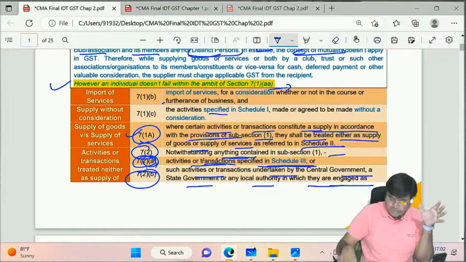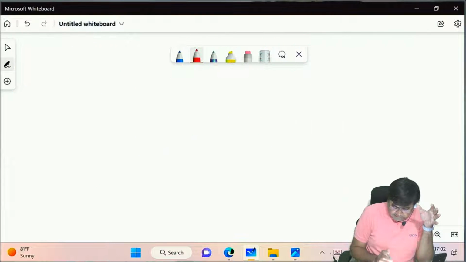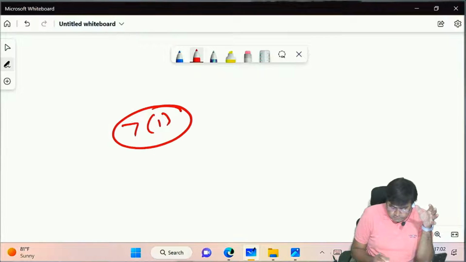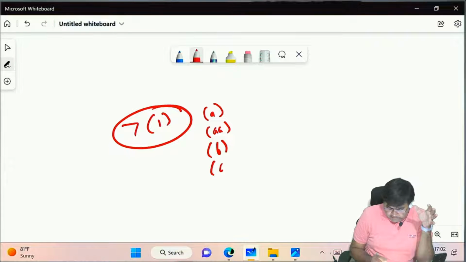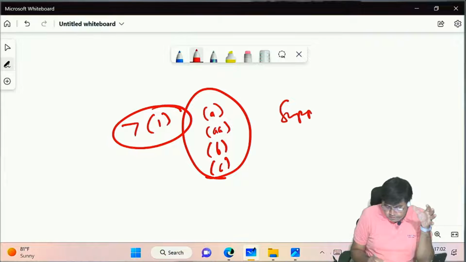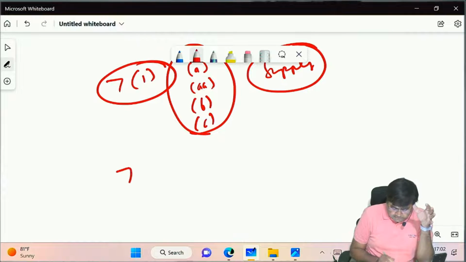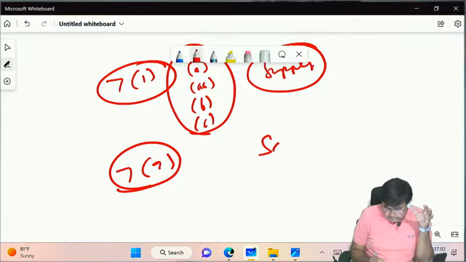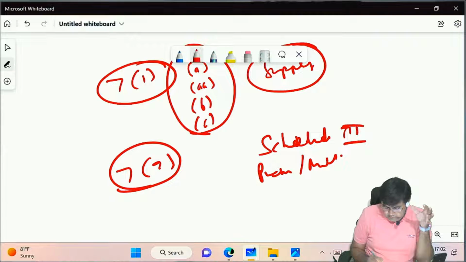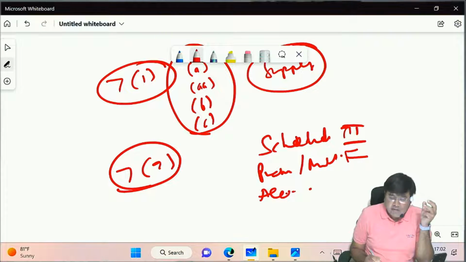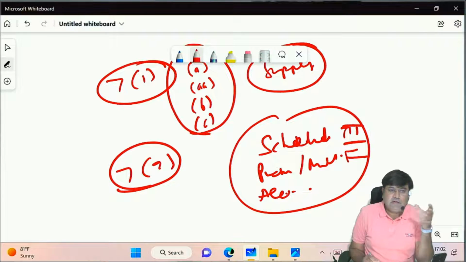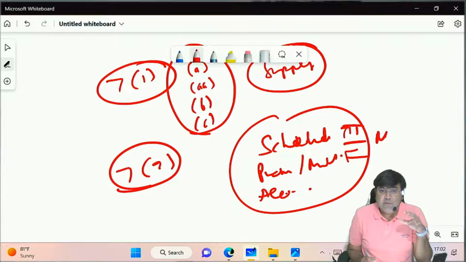So what are we going to do? First we are going to see section 7 subsection 1. According to section 7 subsection 1, maybe clause A, double A, B or clause C, whether it is supply or not. So we are going to see, okay, it is supply. Then jump to section 7 subsection 2 and see whether it is part of schedule 3 or whether it is panchayat municipality function entrusted to them or alcohol liquor license fee. Okay, if these are there, means it is listed in schedule 3, then neither supply of goods nor supply of services, not subject to GST.